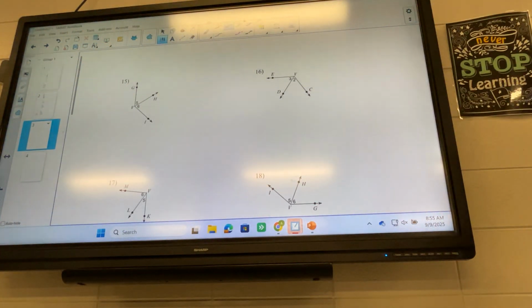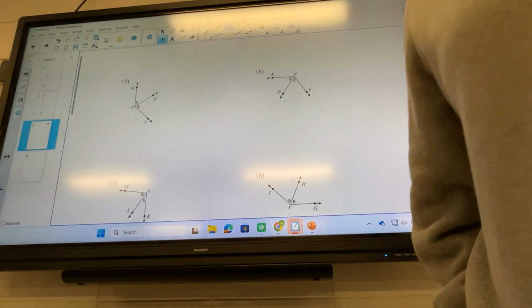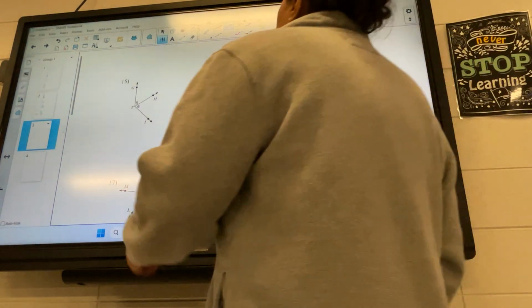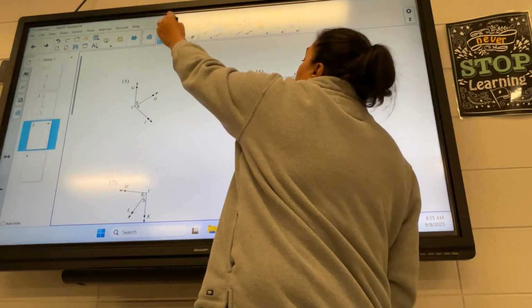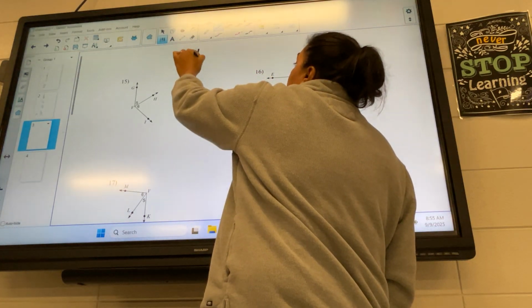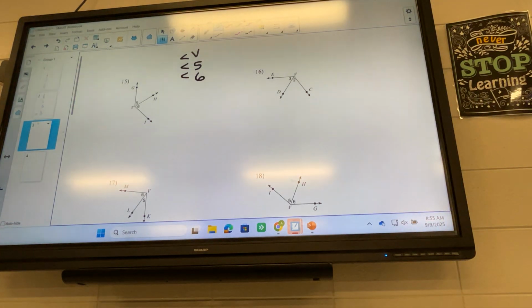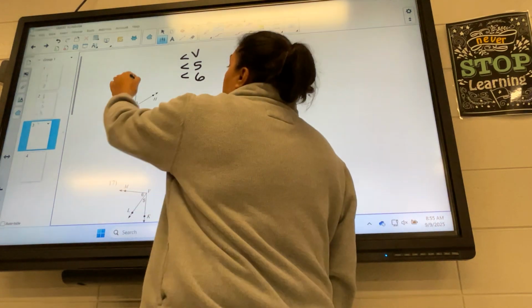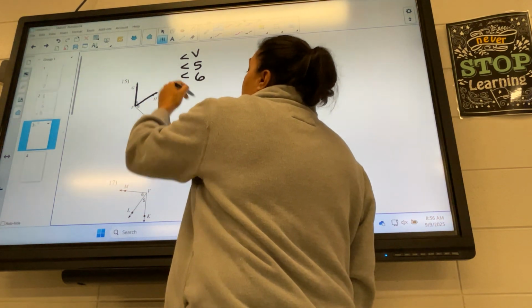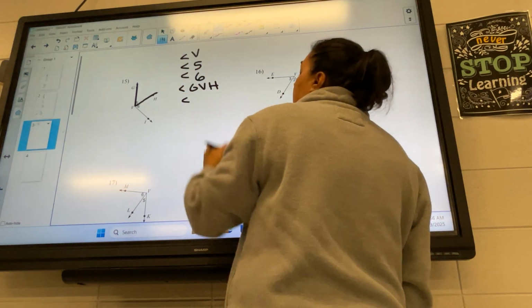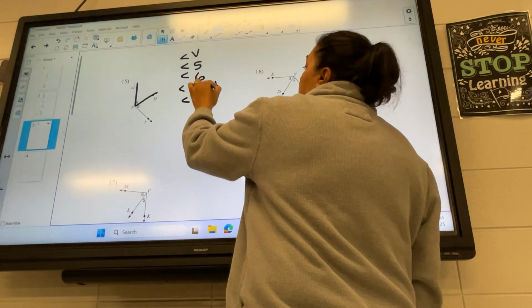Look at 15. Okay, 15, we're gonna start off with, what are the most basic ones? V and 5, 6. Okay, and then let's start with this little one. How do I name that guy? GVH and HVG.